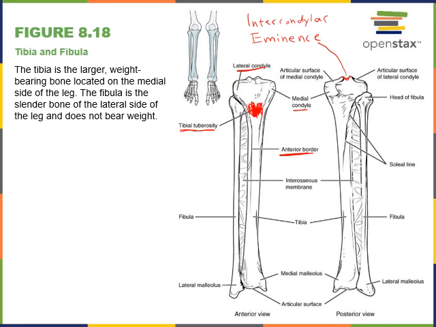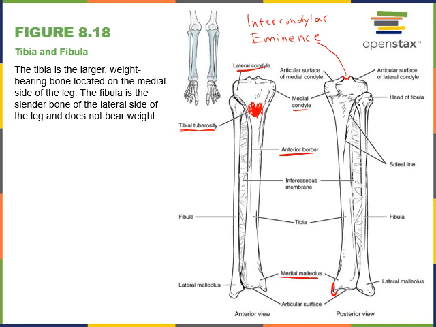At the distal epiphysis of the tibia, there are the malleolus. The medial malleolus is an extension that helps to stabilize the ankle joint. Malleolus literally means hammer, but the medial malleolus helps to prevent the talus, one of the tarsal bones, from sliding across the tibia.